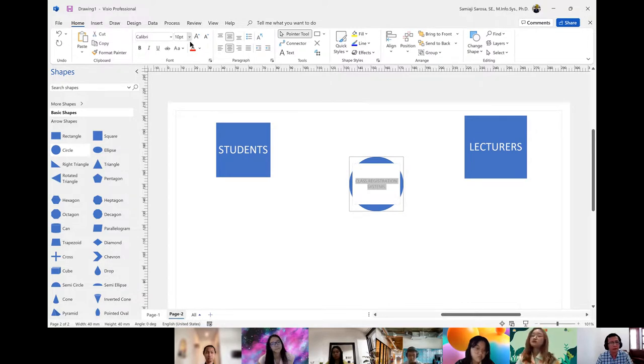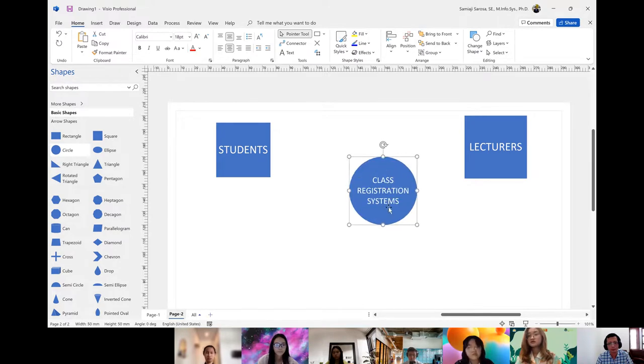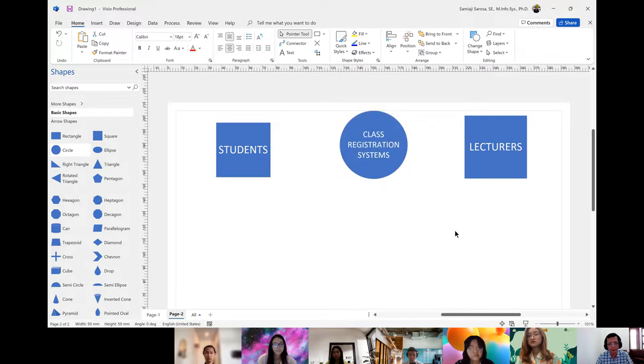So this is how you would do it. Good. Stefania, what data is given by the student to the class registration system?